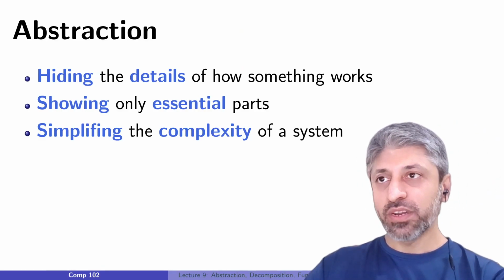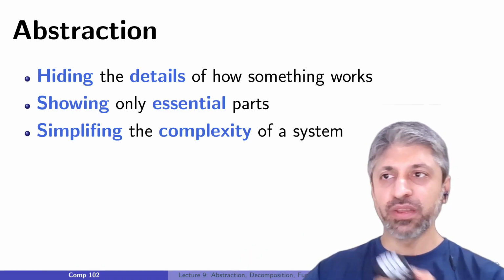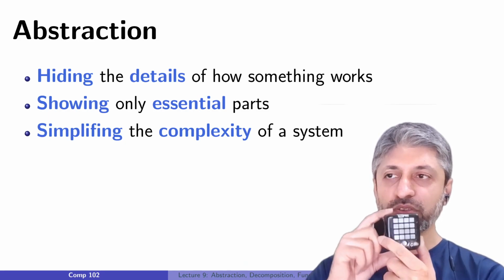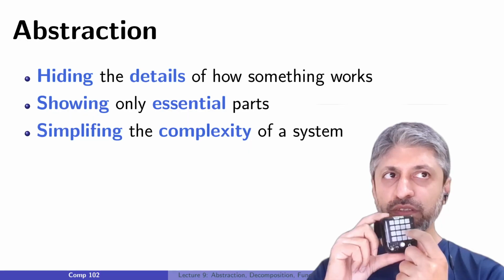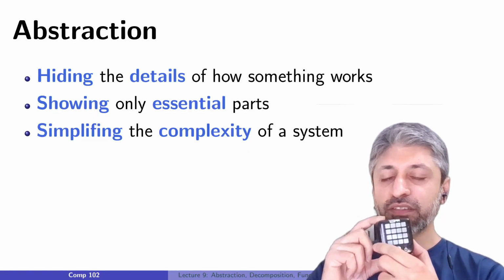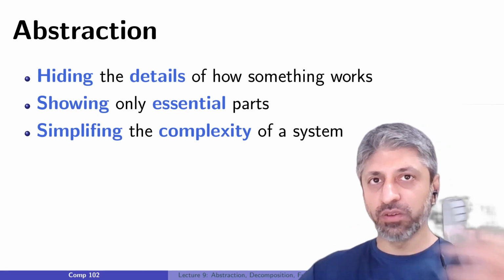So abstraction basically hides away the detail. It shows exactly the bare minimum. So this is hiding away all the circuit that is inside it. It's a black box, and it's only showing what you need, which is interaction with these buttons. It's massively simplifying the complexity of the system, and that's exactly what we do with our code also.